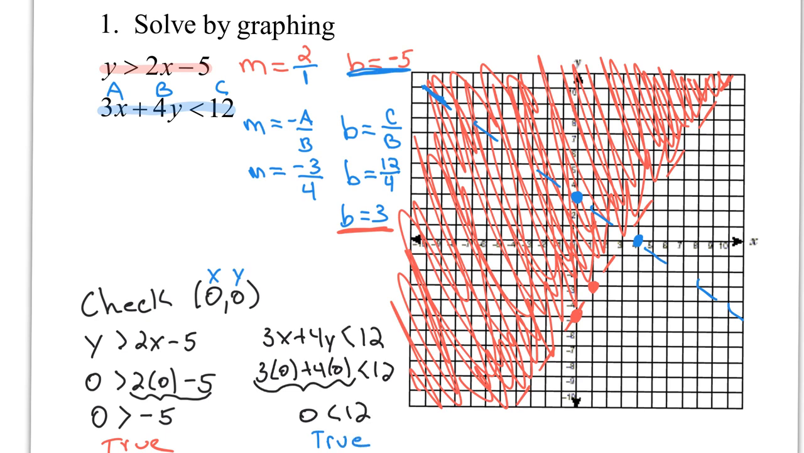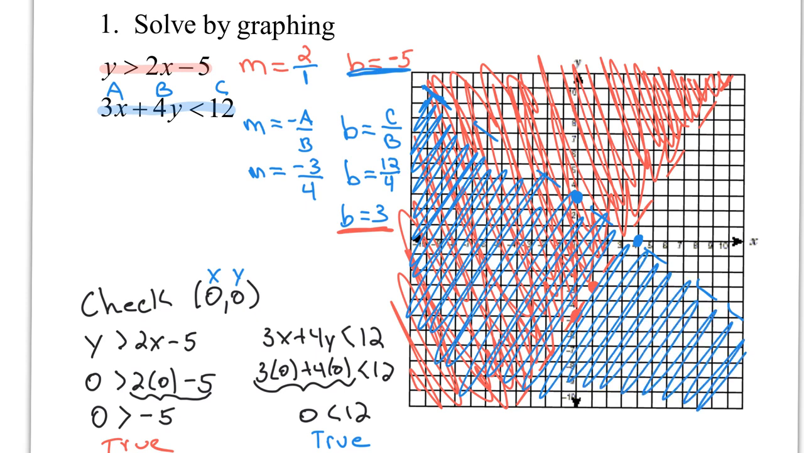Yep, it's true. So now you look at the origin. Notice where the blue line is at. The blue line is up here. The origin is down here. So I'm going to shade the bottom of the blue line where the origin is at. So let me just shade that in blue. And I'm going to tell you guys what all this means.